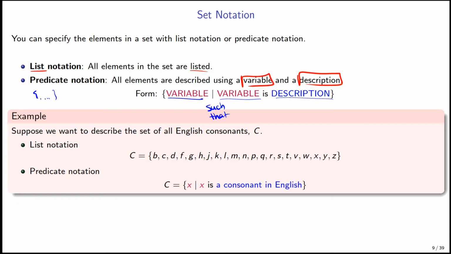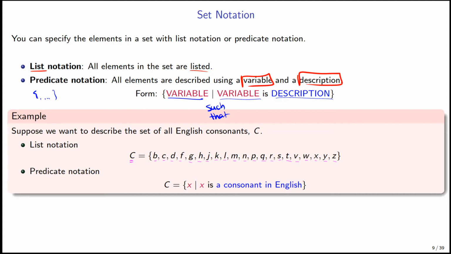Here's the set of all of the English consonants, and we're going to call this C. So C is our set. Now in list notation, how we did it in the previous video, we just write out all the consonants. So we have B, C, D, F, G, H, J, K, L, M, N, P, Q, R, S, T, V, W, X, Y, Z. Okay, this is a bit of a pain to write out. This is only 21 things, but imagine if we had 2,000. Now, there's a much more convenient way of doing this.